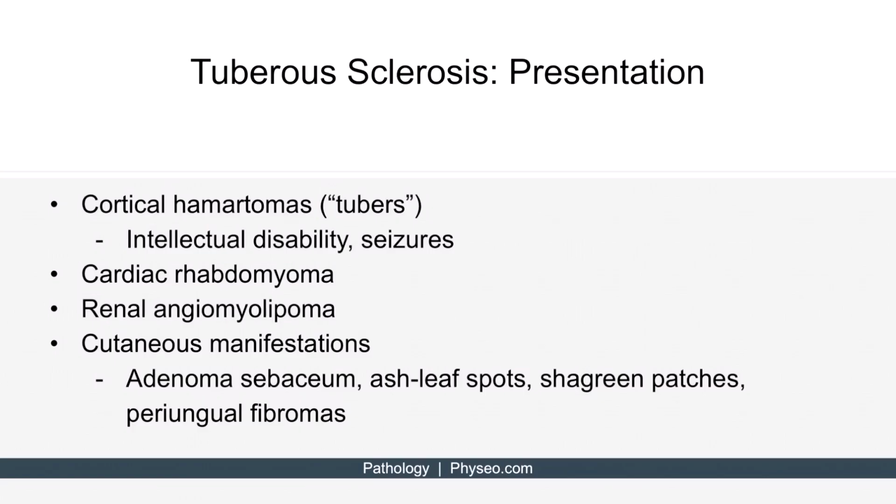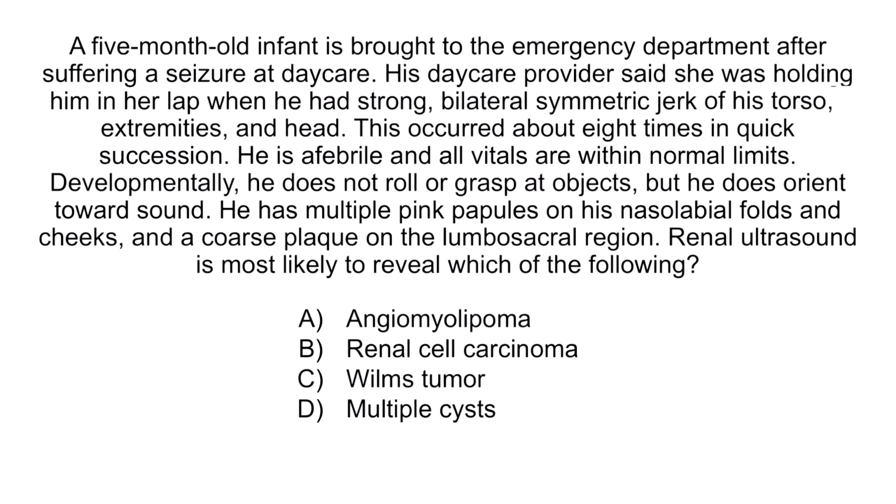Recall from this slide that patients with tuberous sclerosis can present with many symptoms, including intellectual disability, seizures, renal angiomyolipomas, adenoma sebaceum, and Shagreen patches. B is incorrect because while renal cell carcinoma can occur in patients with tuberous sclerosis, it is a very small percentage, and angiomyolipomas are much more common.